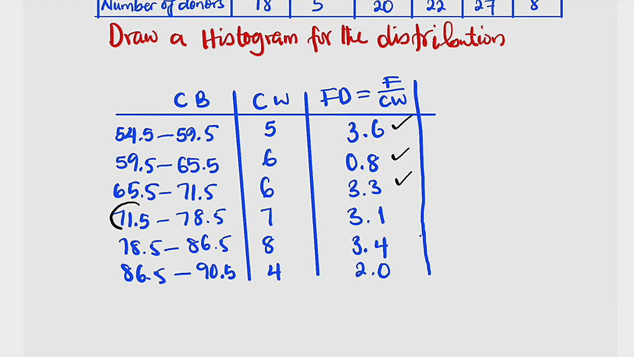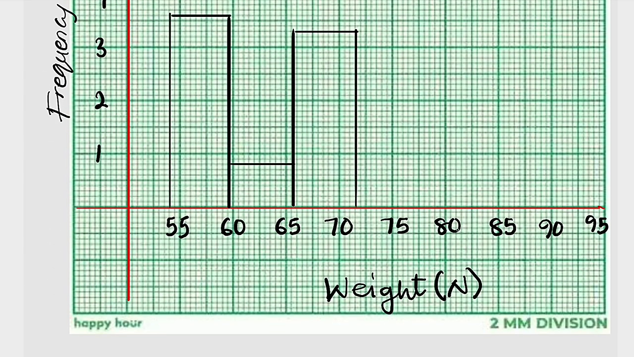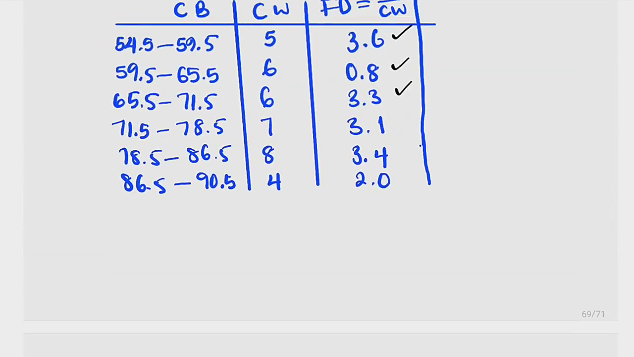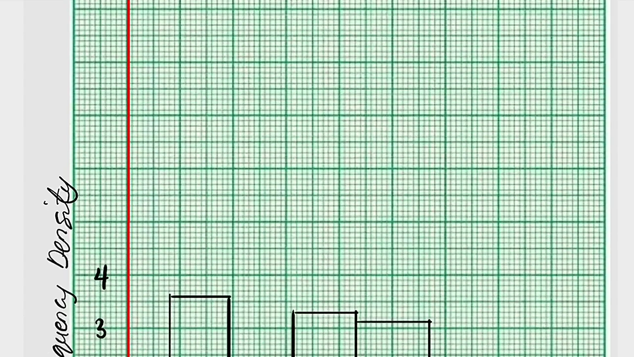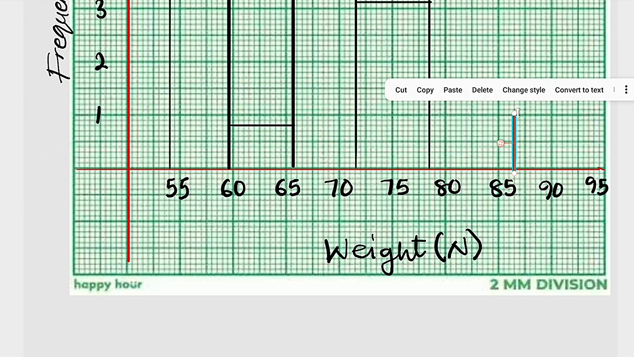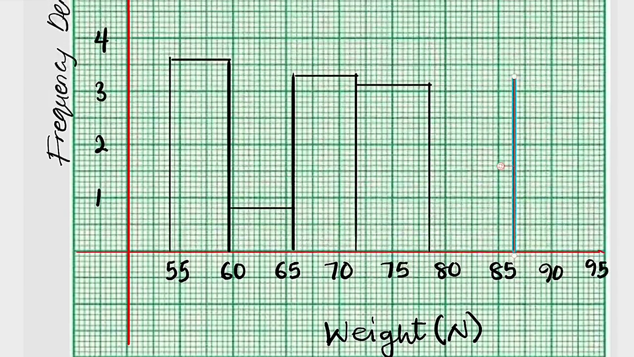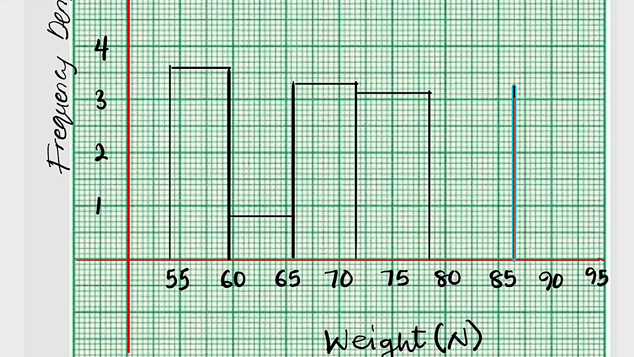The fourth one is from 71.5 down to 78.5, and it has a frequency density of 3.1. This is 3.1, something like this. Then we move to the next one, 78.5 down to 86.5.